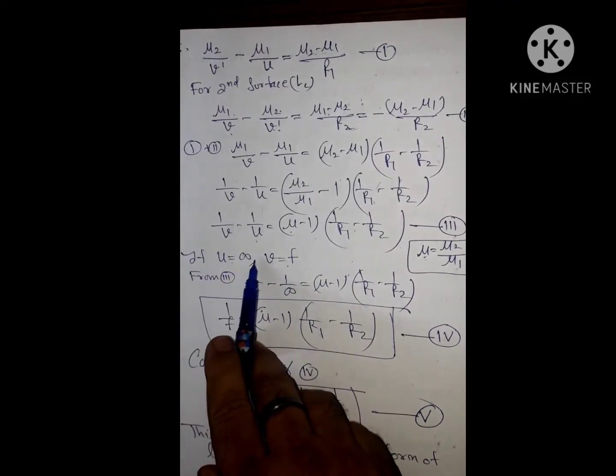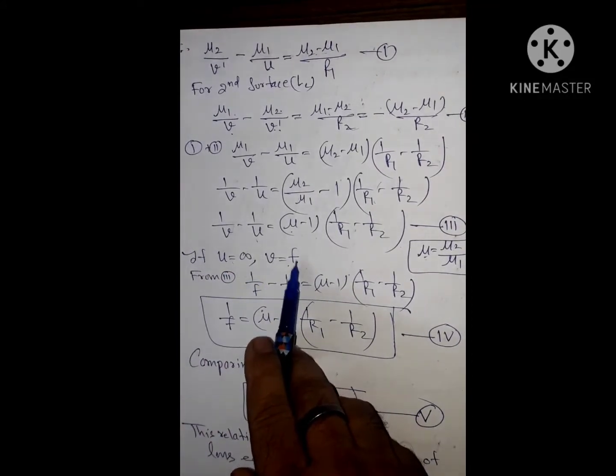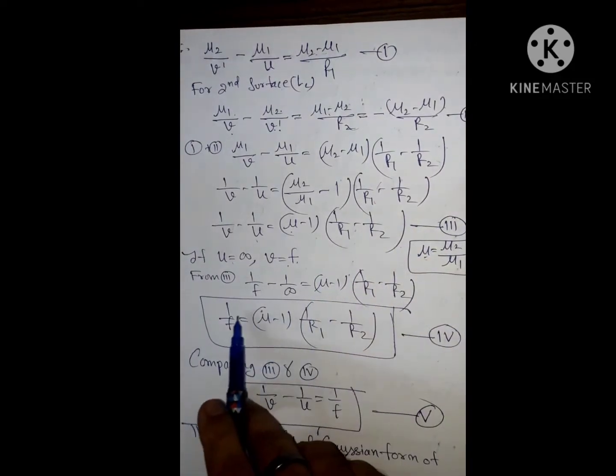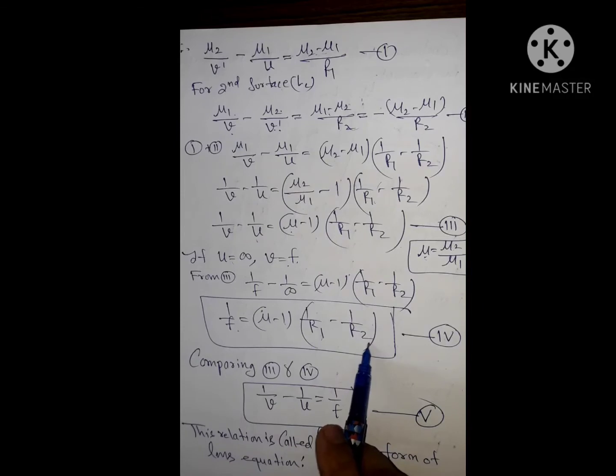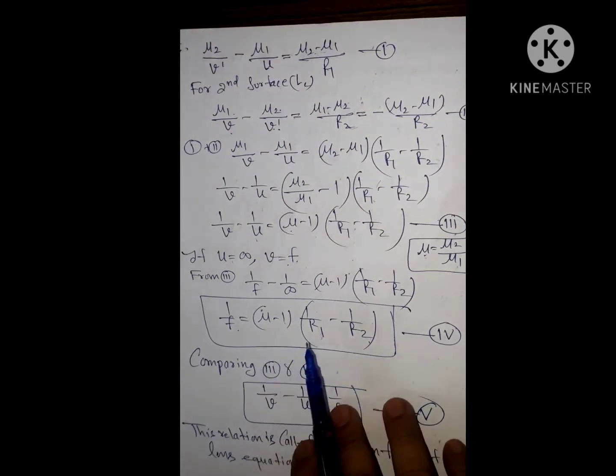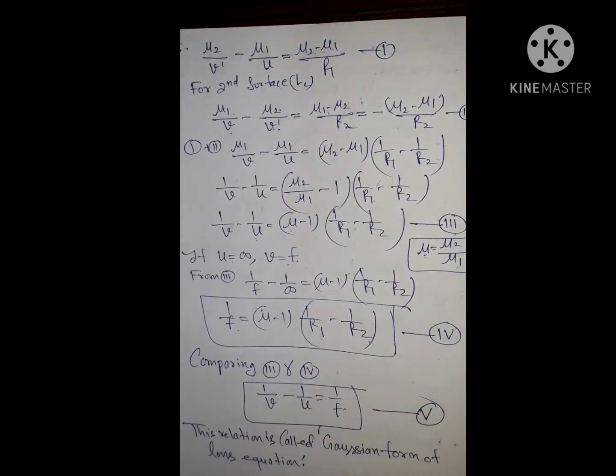Means u is equal to infinity, v is equal to f. Put in equation number 3. So 1 upon f is equal to (mu minus 1) into (1 upon R1 minus 1 upon R2). Comparing third and fourth, we get the new result: 1 upon v minus 1 upon u is equal to 1 upon f. This relation is called the Gaussian form of the lens equation, and this is a very important result, and it is also known as the lens maker formula.